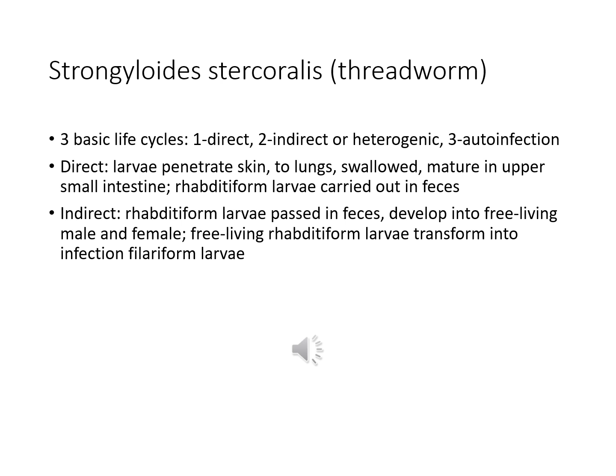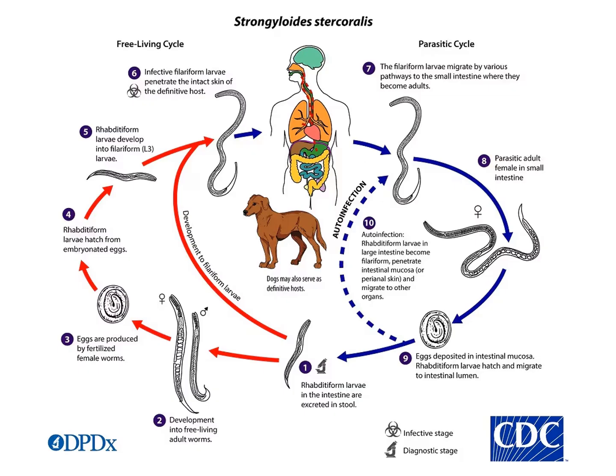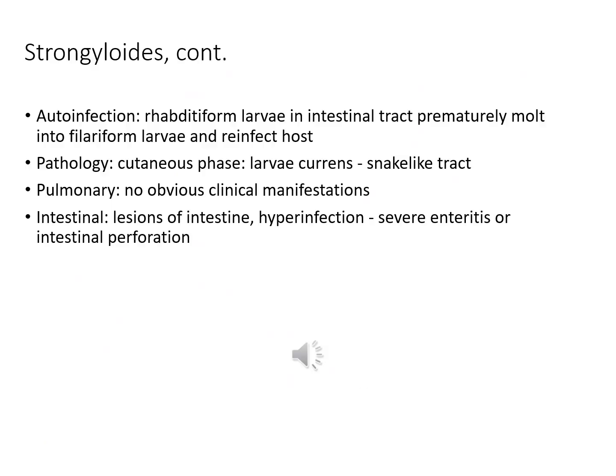With the direct life cycle, the larvae penetrate the skin, move to the lungs, are swallowed, then mature in the upper small intestine. The rhabditiform larvae are carried out in the feces. In the indirect, the rhabditiform larvae are passed in the feces. They develop into a free-living male and female, but free-living rhabditiform larvae transform into the infective filariform larvae. With the autoinfection, the rhabditiform larvae in the intestinal tract prematurely molt into filariform larvae and reinfect the host.